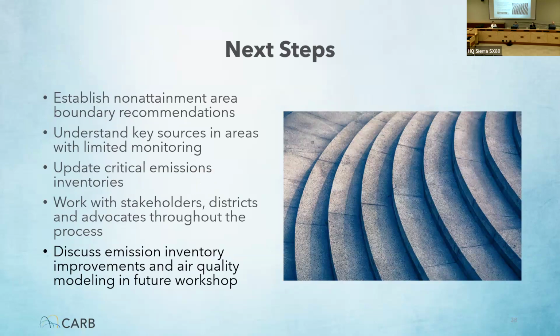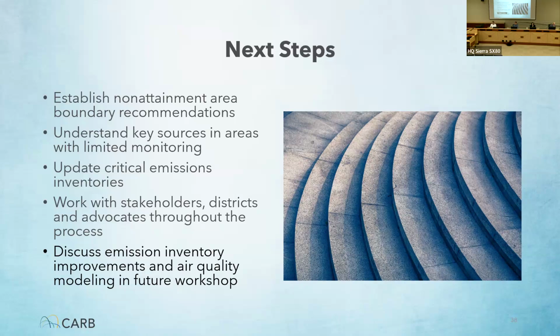To wrap up, I want to go through a few of our next steps that we have planned. Right now, we're working on the boundaries for the areas that we will recommend for designation for non-attainment. We're working on emission inventory updates to understand the important sources in areas, especially those with limited monitoring. Also reviewing air quality data that we have available to see if there is any information in that to point us to significant sources in areas that are going to be newly designated.